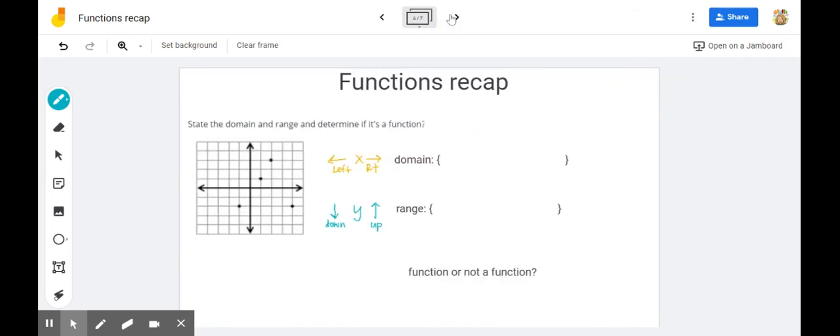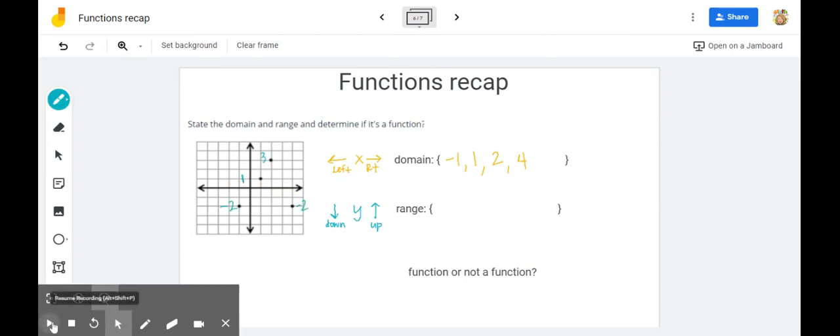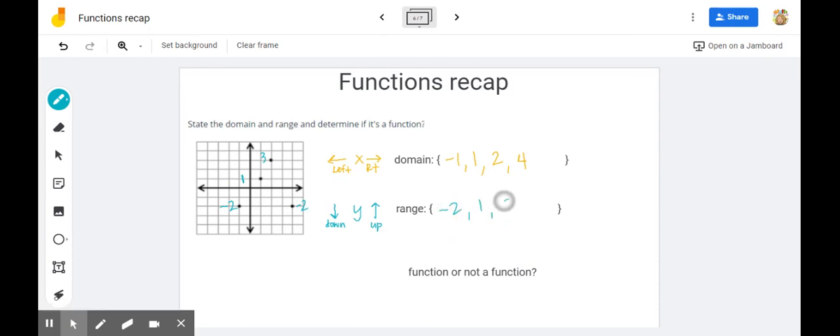All right, if I give you a graph like this and I ask you to state the domain, remember you're looking at how far left to how far right. So I have a point at -1 from 0. I have a point at +1, a point at +2, and a point at 4. Remember, domain is left to right. If I want the range, I'm going to look how low did I go. So we went from -2 to +1, up to 3.